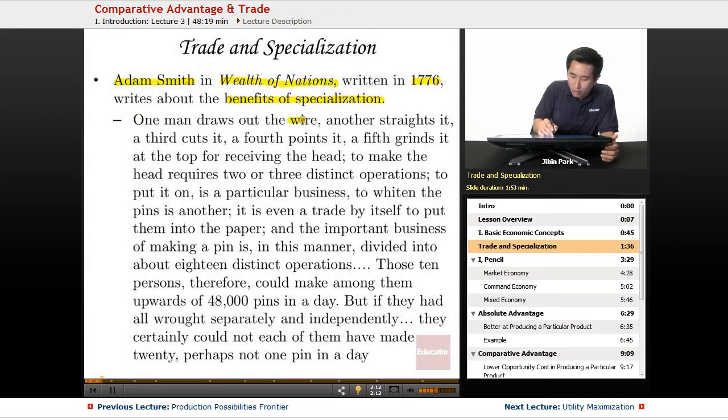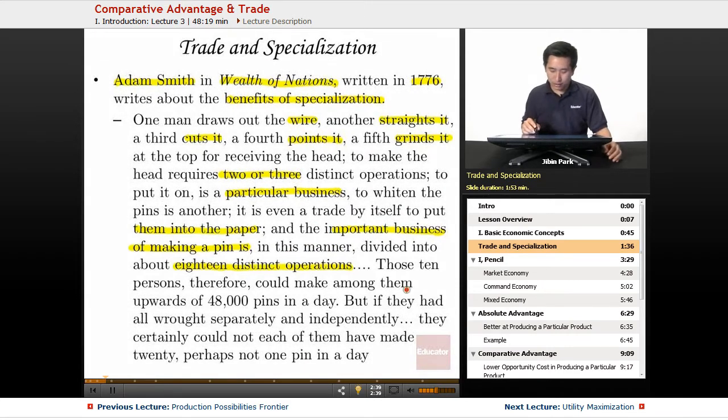One man draws out the wire, another straights it, a third cuts it, a fourth points it, a fifth grinds it at the top for receiving the head. To make the head requires 2 or 3 distinct operations. To put it on is a particular business. To whiten the pins is another. It is even a trade by itself to put them into the paper. And the important business of making a pin is, in this manner, divided into 18 distinct operations. Those 10 persons, therefore, could make among them upwards of 48,000 pins in a day. But if they had all wrought separately and independently, they certainly would not each of them have made 20, perhaps not 1 pin in a day.